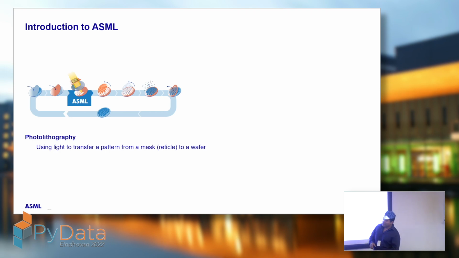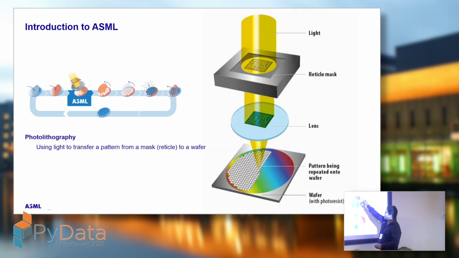Introduction to ASML, a very simple thing. What we do is we make machines to print chips. That's all we do. And even simpler, the technique we use is that there is a pattern on a mask, and we need to take this to a wafer. That's the most basic fundamental thing we do at ASML.